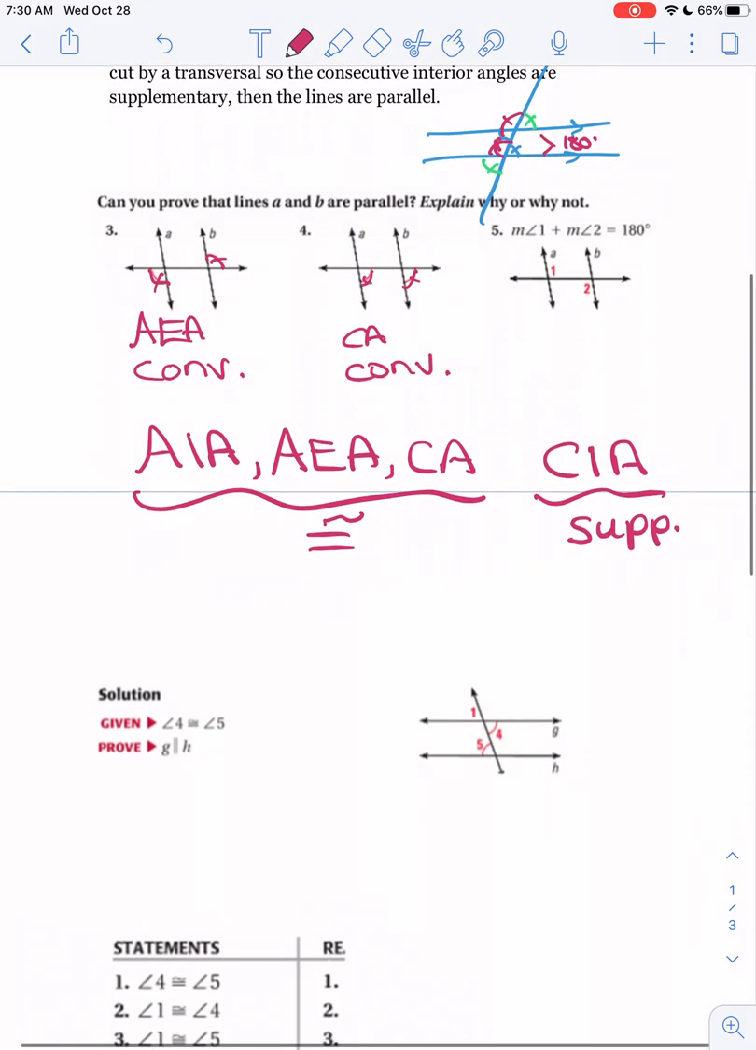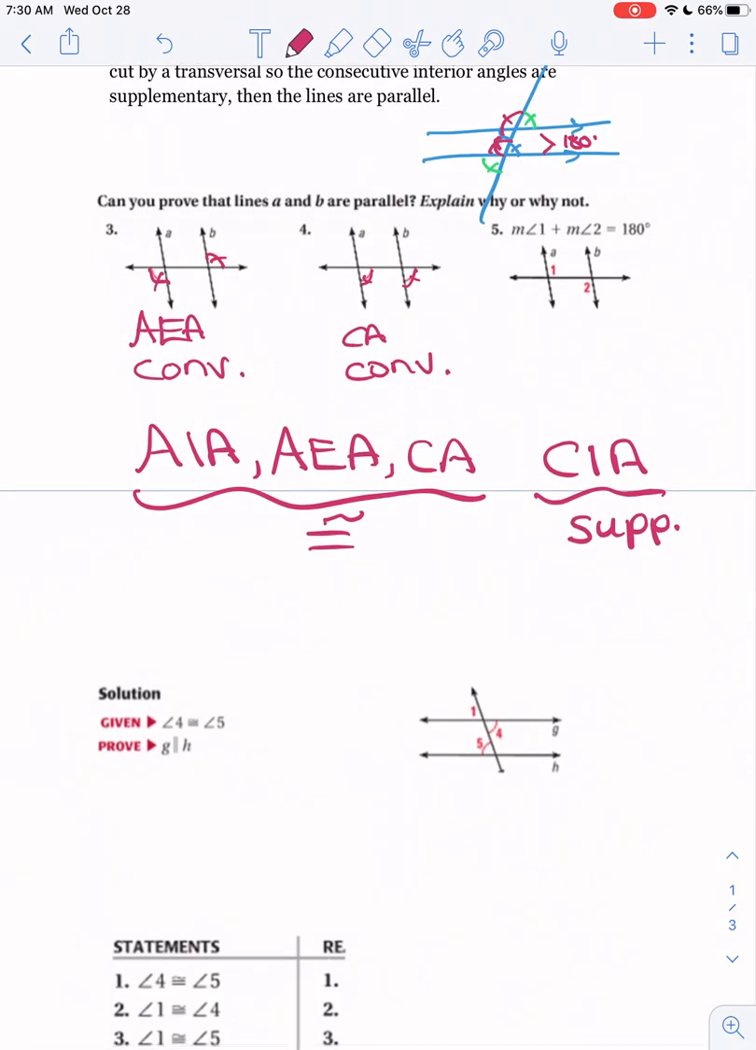And number 5, it's telling us angles 1 and 2 have a sum of 180. But wait a second, those are alternate interior angles. They should be congruent, not supplementary. So we're going to say that no, we can't prove it. They would need to tell us that those are congruent, not supplementary. So that one's going to be a no.